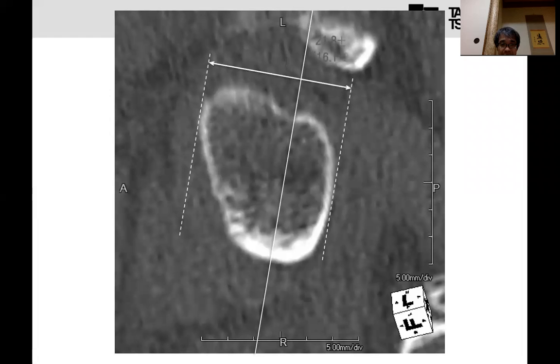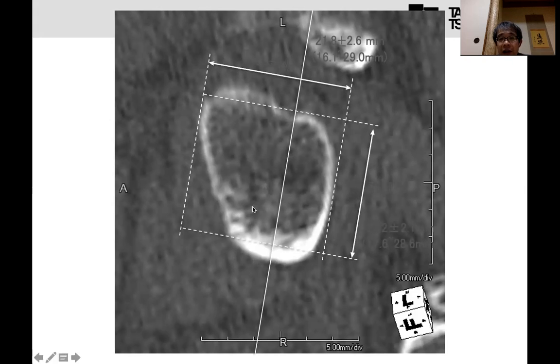I measured the width of this femoral neck, and this length is 21 or 22 millimeters. The anterior offset was around 40 millimeters, and the posterior offset is just 7 millimeters.